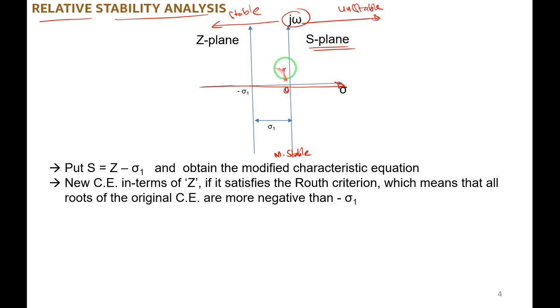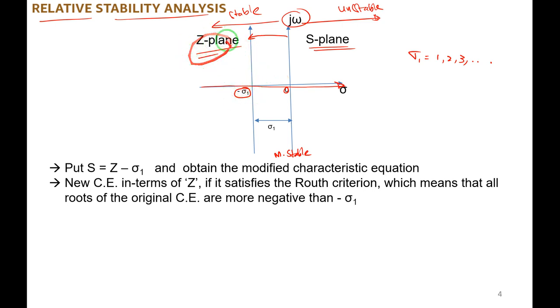Instead of this imaginary axis, let us shift it here, maybe at -1, -2. Let me call it minus sigma 1. This sigma 1 can take values 1, 2, 3, and so on, which means minus sigma 1 can be -1, -2, -3, -4, anything. So it is shifting towards the left. Let us shift this imaginary axis to minus sigma 1.